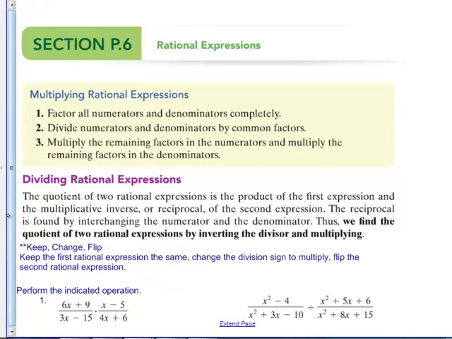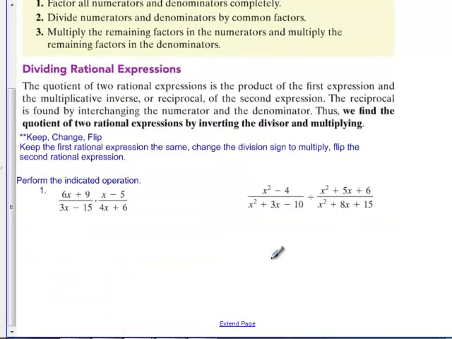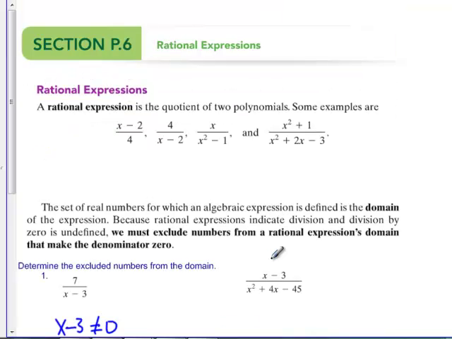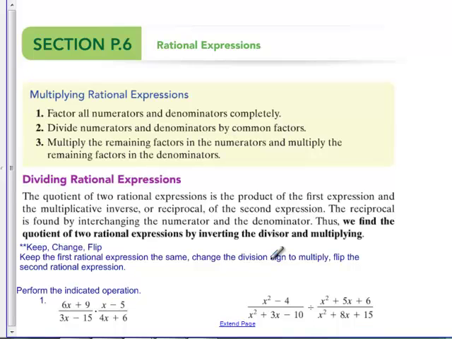You guys are probably going to need to do the rest of this, or at least review the rest of these at your house or computer lab or whatever. But the multiplication and division, multiplication, you're going to factor first, reduce. The division, keep, change, flip. Keep the first guy the same, change to multiply, and flip the second fraction, just like with dividing fractions.